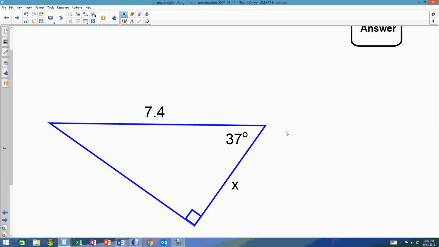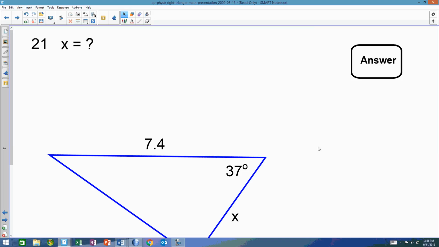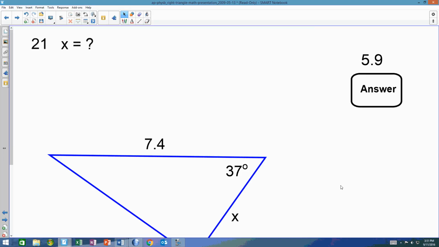Okay, look at this one and solve for x. If you need more time, go ahead and pause the video. Here we're given the adjacent side and we're given the hypotenuse. How do I know it's the hypotenuse? Because here's my right angle. The side opposite the right angle is always the hypotenuse. Okay, so I have adjacent over hypotenuse. That's the cosine of theta. You should have ended up with 5.9 for x.